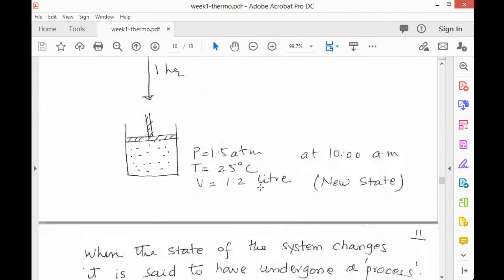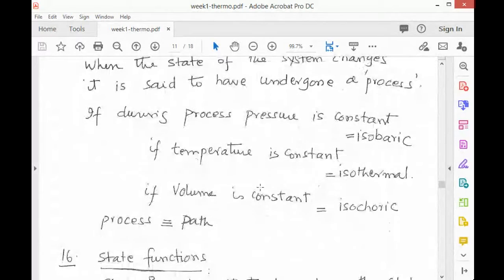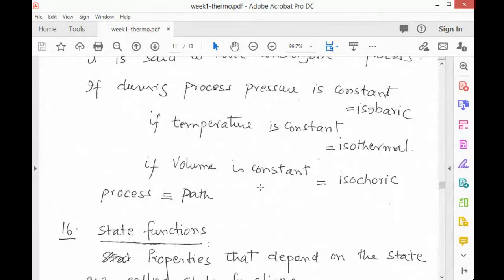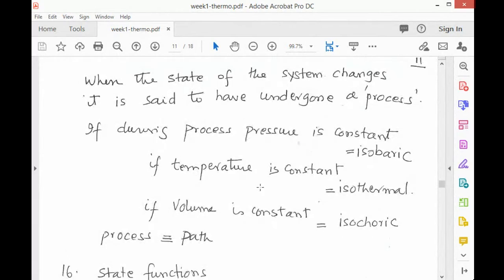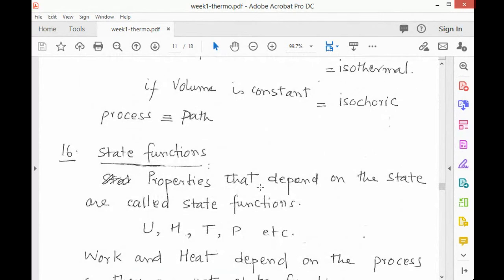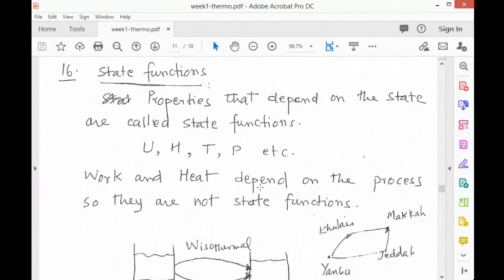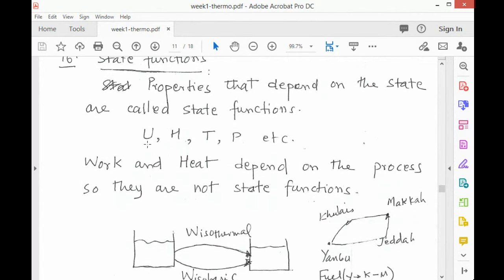Then I told you about isobaric, isochoric, isothermal. I know you already know these from 202. Then I told you that U, H, T, P depend on the state. They don't depend on the path. State 1 and state 2. If I have internal energy of 100 kilojoules in this state, I go here and come back again, U will be 100.